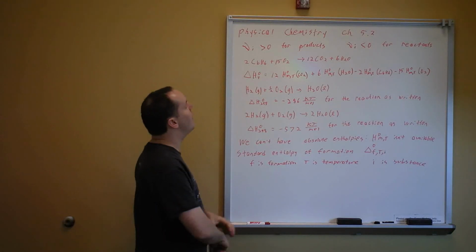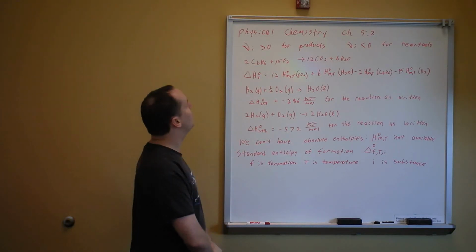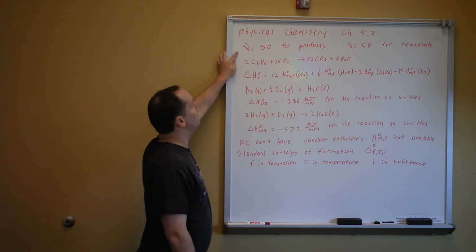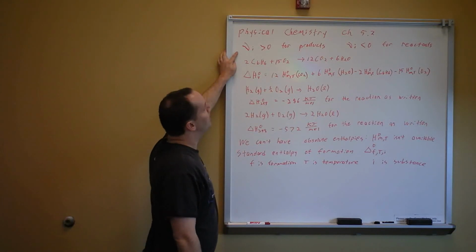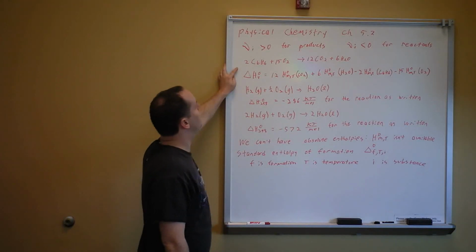Physical chemistry, chapter 5. We're doing section 2 now. Remember from before, we learned that nu I is greater than 0 for all products, and nu I is less than 0 for all reactants.